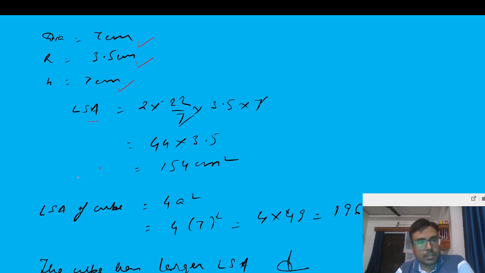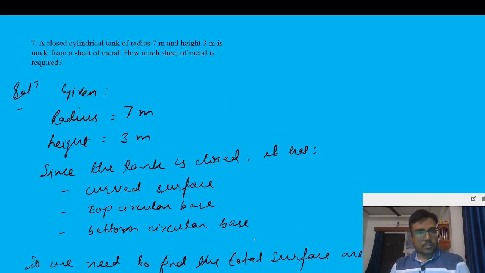Can you calculate the lateral surface area of a cylinder? Similarly, the lateral surface area of a cube is very simple, 4 into side square. 4 into 7 square is 4 into 49, which is 196. So 196 is greater than 154. So the cube has larger lateral surface area. I hope you have got this. Now next, question number 7.